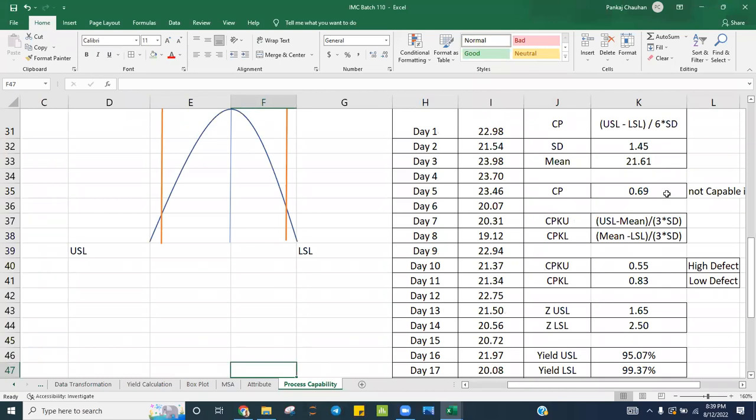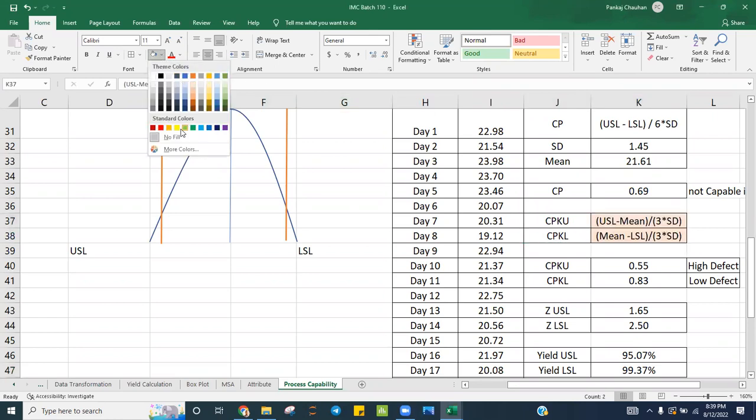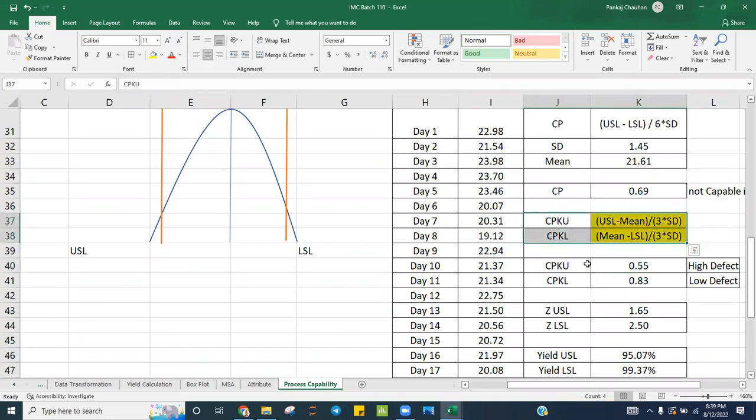Ask me the question. Sir, can you just repeat this CPK, how we got this 0.55 and 0.83 for CPKL? Is it USL minus mean divided by 3 times the standard deviation, the formula which is highlighted here? Yes, exactly the same. So this formula I am using. Based on this formula I got it.